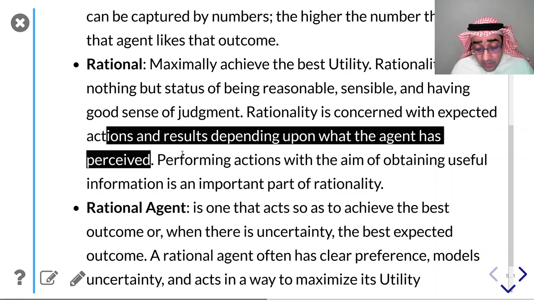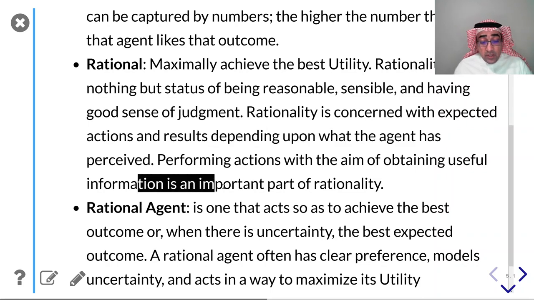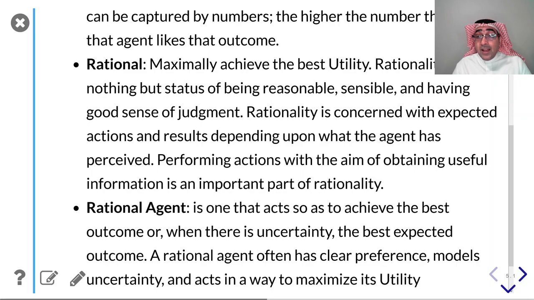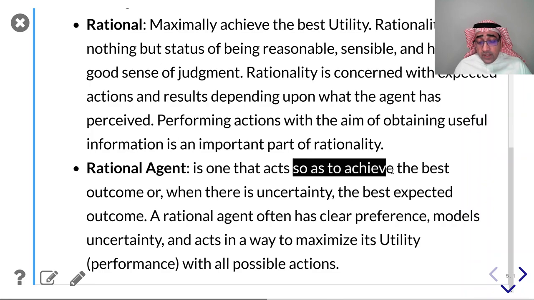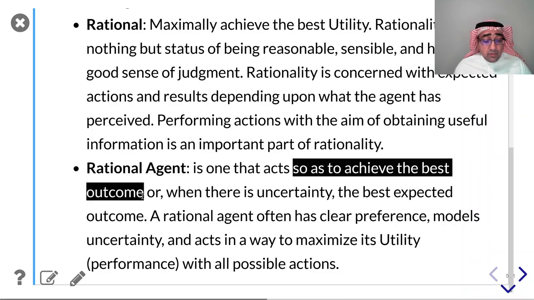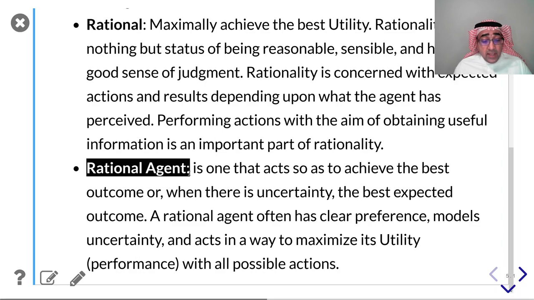Performing actions with the aim of obtaining useful information is important for rationality. So you have to perform an action to increase your utility. Otherwise, we should not take that action. If you want the room to be cleaner, I should move to a place which is dirty and then clean it rather than go into a place that is clean and clean it. Okay, so that's rationale. And at the end, we'll talk about the rational agent, and the rational agent is one that acts so as to achieve the best outcome. So the rational agent is the agent that will achieve the maximum utility.